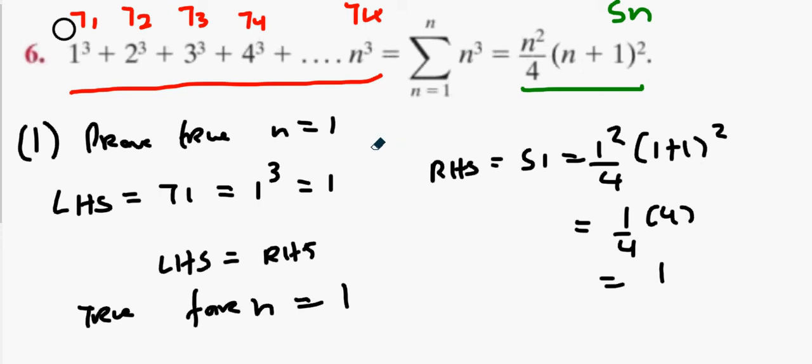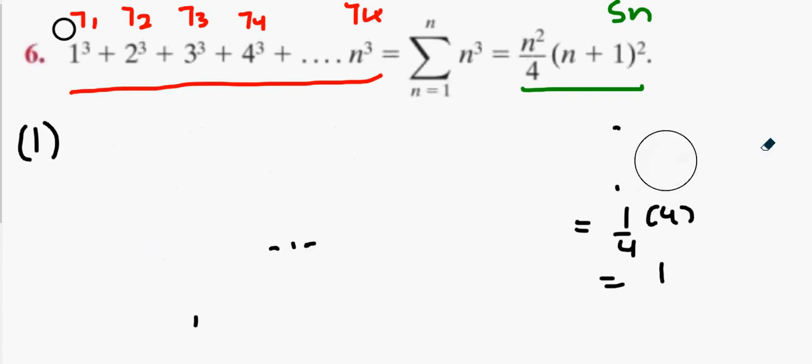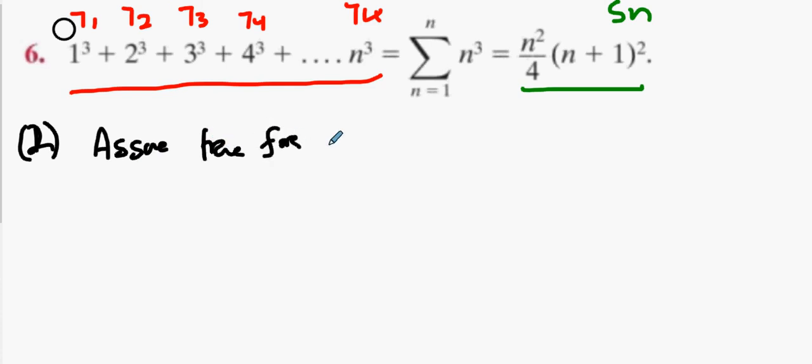Now to pass it, can you replace all the n values with k to get 10 out of 20? I know, it's tough going. Now, you're on part 2. Assume true for P of k. Sorry. Assume true for n equals k.